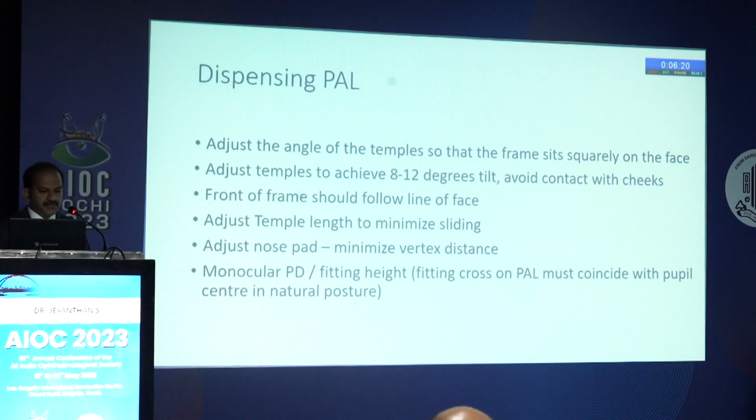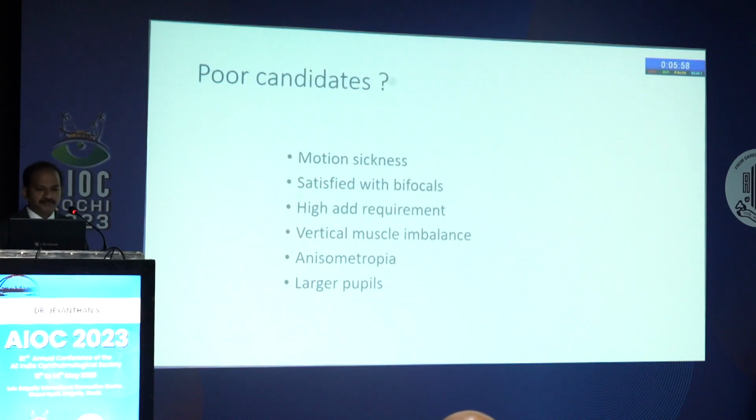The temple length should be adjusted so that it doesn't slide, because once it slides, then because of change in the vertex distance, there will be a reduction in the performance of the progressive addition lenses. Adjust the nose pad because minimizing the vertex distance will help the patient read better. Monocular PD fitting height has to be marked, so that's one advantage which I usually tell the patient when they want to go for online shopping.